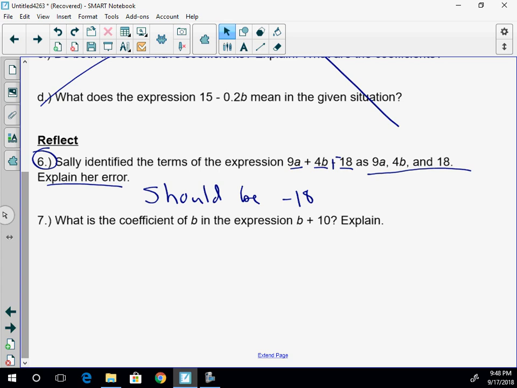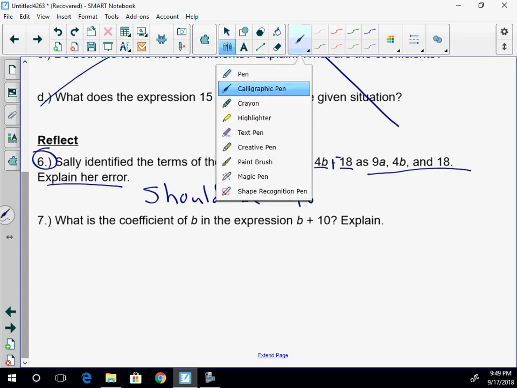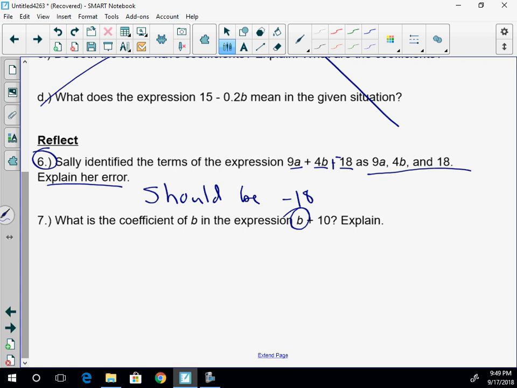Number 7, what is the coefficient of B in the expression B plus 10? Well, we've actually already talked about that, didn't we? When I just have a simple variable by itself, that means that there's really a 1 in front of it, so the coefficient for B is just 1.